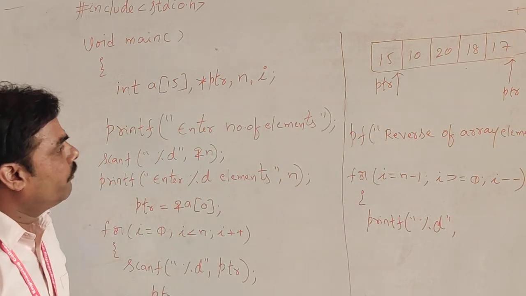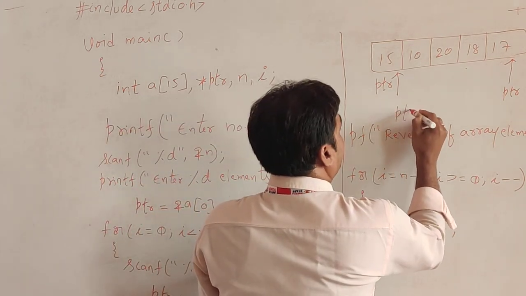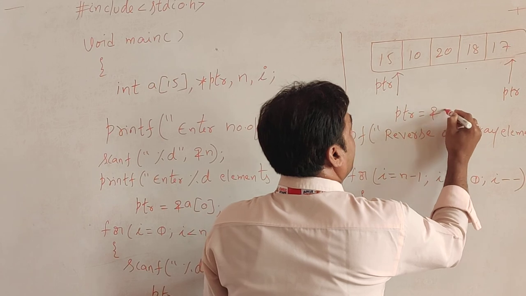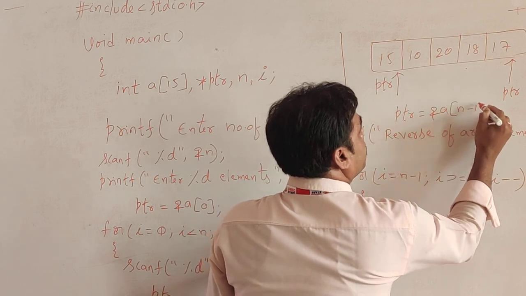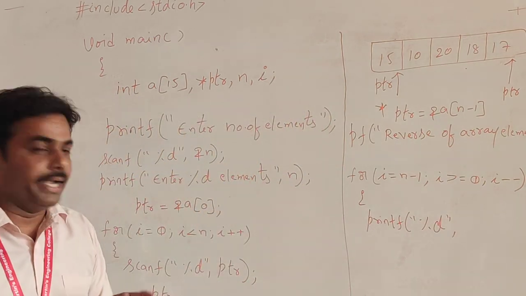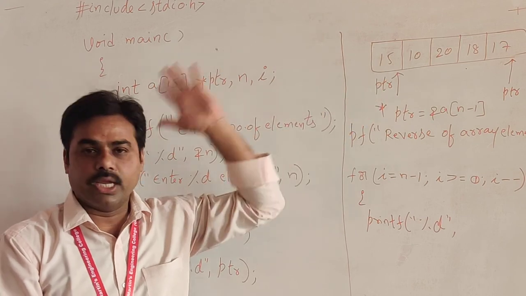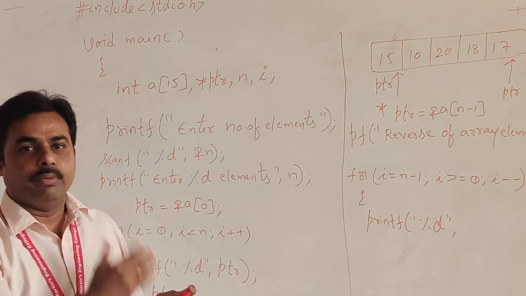The point is, before that, we are supposed to initialize ptr to the last value. This is ptr is equal to ampersand a of n minus 1. This is very, very important. Before printing, the pointer value is assigned to the last location of the array, and from there we display the element.